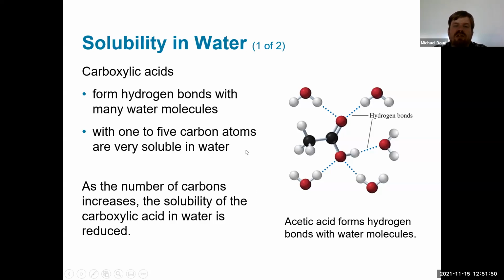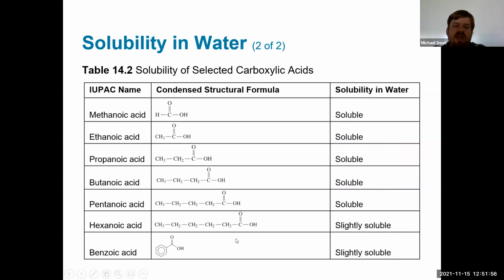But for the purposes of this class, we're going to say that 1 to 5 carbons with the carboxylic acid are soluble in water. Hexanoic acid is slightly soluble, meaning that some of it mixes in. But again, for the purposes of this class, we'll just call that insoluble. Same thing with benzoic acid. Benzoic acid will dissolve a little bit in water, but we will just call it insoluble for the purposes of this class.